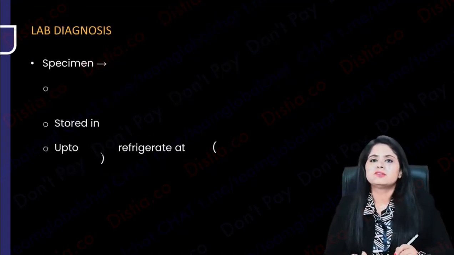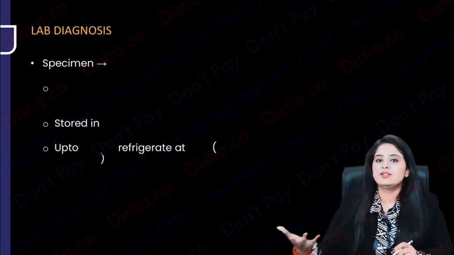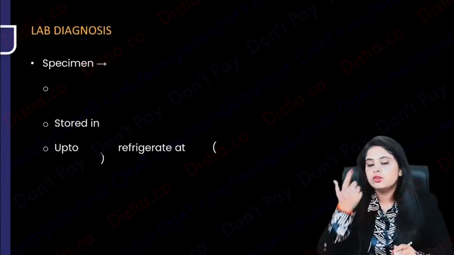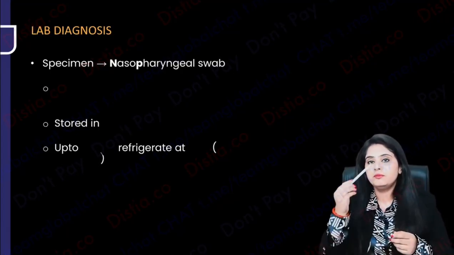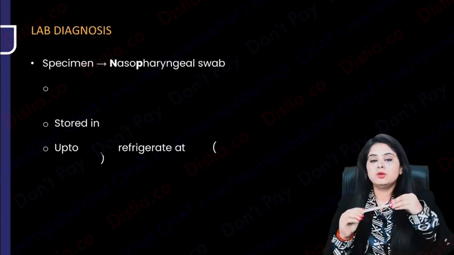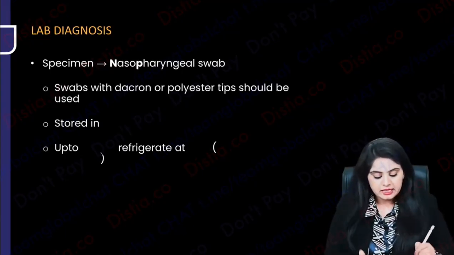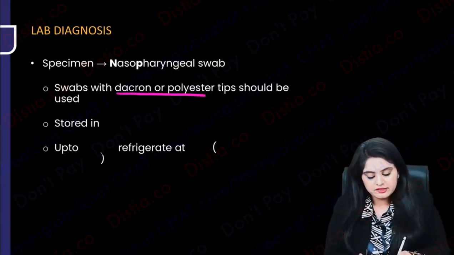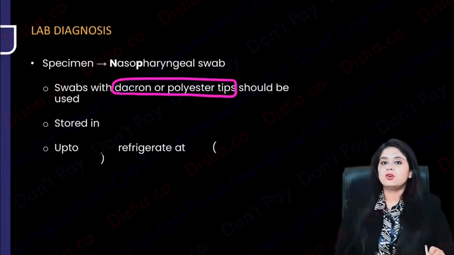Going to the lab diagnosis, what specimen will you take? Think of COVID only for that matter. Everything about influenza, you know from COVID now. So you're going to take a nasopharyngeal swab, and what was the material out of which that swab was made? It was made of Dacron or polyester tips. Basically, we don't very commonly use cotton. We use Dacron or polyester tips.